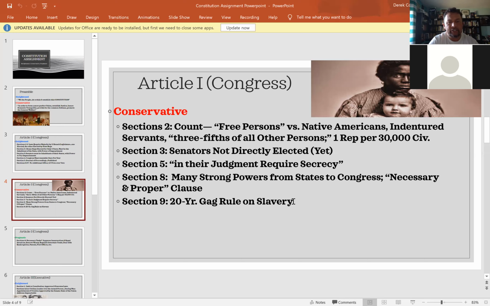And then Section 9, there's to be a 20-year gag rule on slavery. So you can't take the floor of Congress and bring up anything on slavery. To me, that's conservative, but some people might see that as pragmatic, that it's amoral and it's a compromise, and that you can't bring anything up on the slave trade either for 20 years.